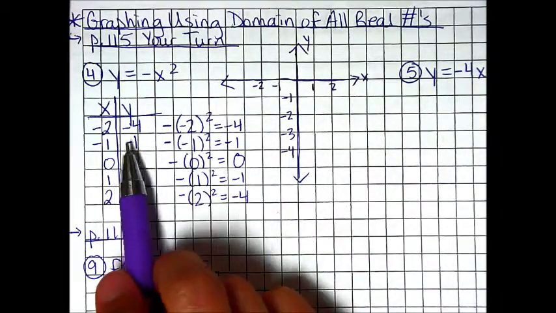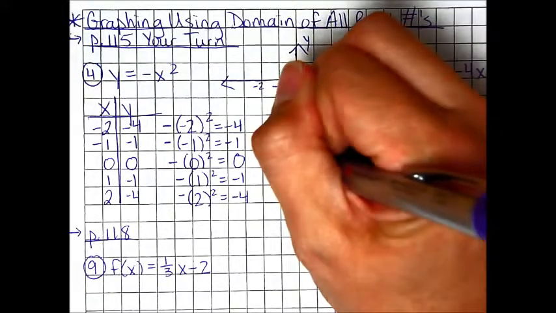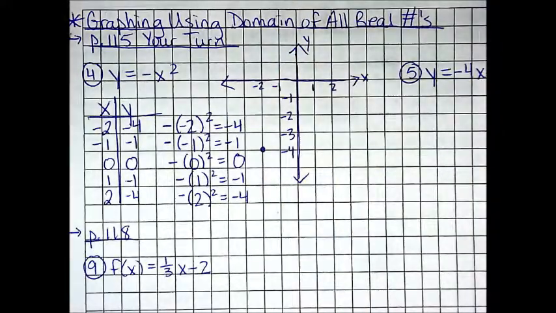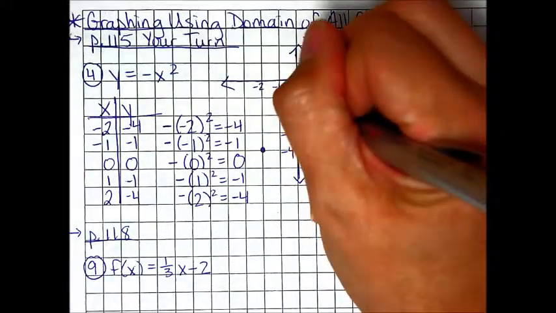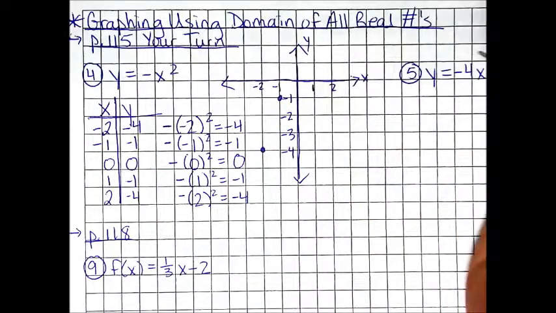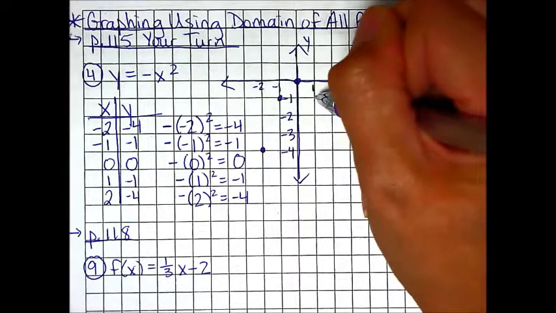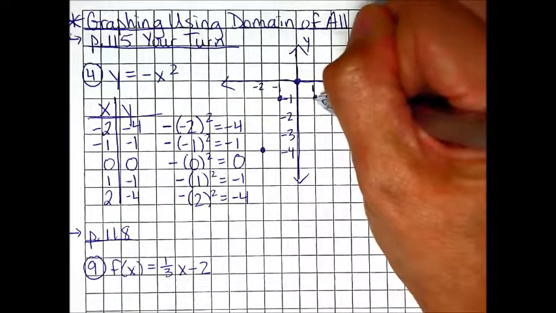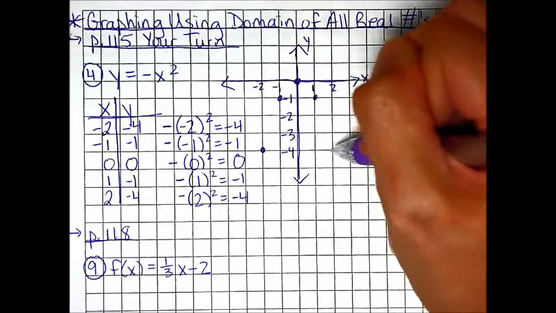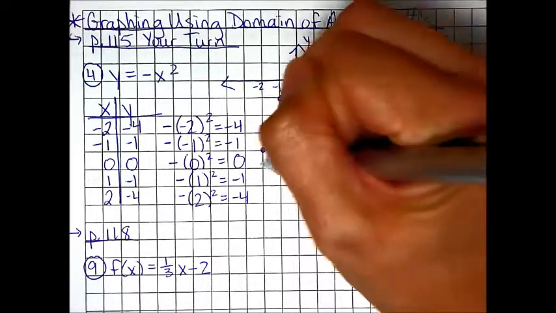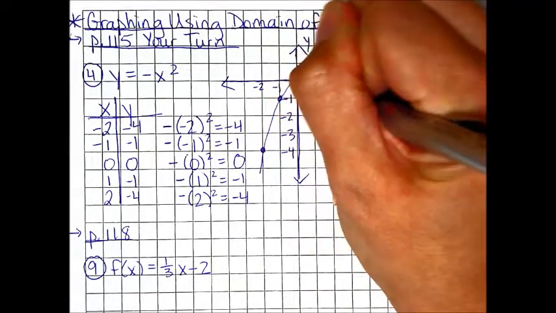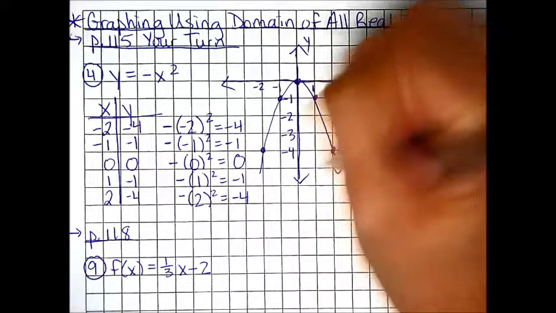So we're going to graph these ordered pairs. -2, -4 would be down here in the lower left quadrant. Here's -1, -1. 0, 0 is right there on the origin. And then we're going to notice a trend where we go back down. 1, -1 is here, and 2, -4 is here. So we would connect that with kind of a curve, not a pointy pattern.